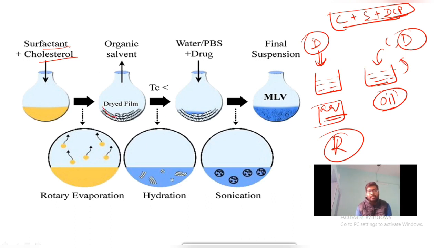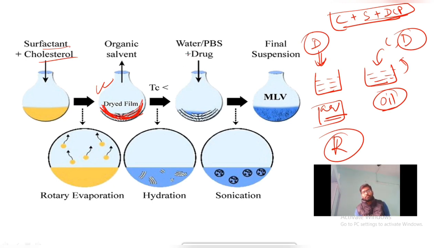And a thin film will be produced inside the wall of the round bottom flask. Okay, so you have to first make two solutions. One is an aqueous solution and one is your oil solution, or lipophilic solution. After that, you have to pour the oil solution into your round bottom flask, and the round bottom flask should be attached to the rotary vacuum evaporator, and the evaporator will be run and your organic solvent will be evaporated easily. Okay, and a thin film will be formed here.